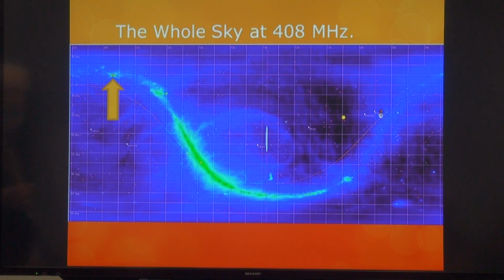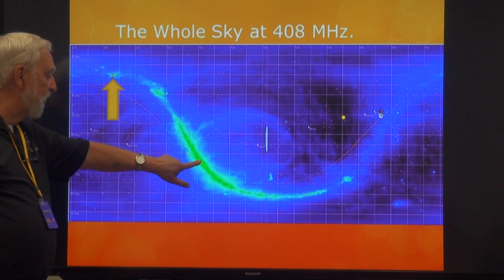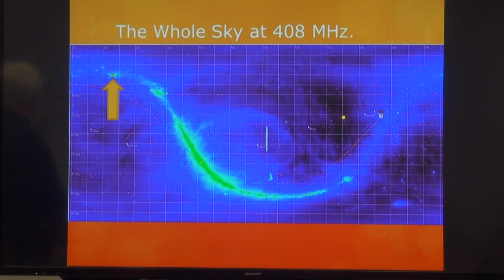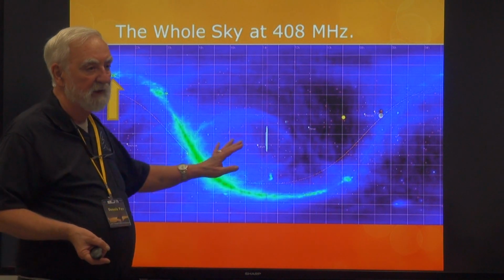Okay? Of course, we have the Milky Way. Down here, there's a little dot, not quite as strong. That's Sagittarius A. That's basically the center of the Milky Way. Okay? So as we're looking through this, these are the kinds of things that we try to detect.